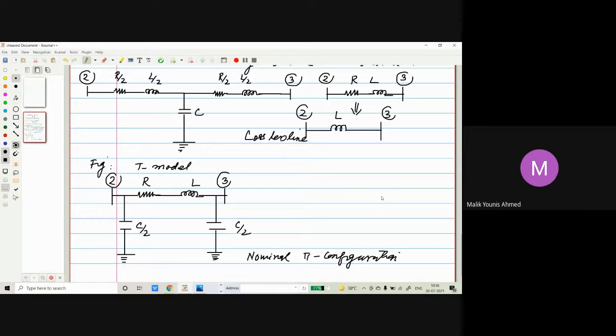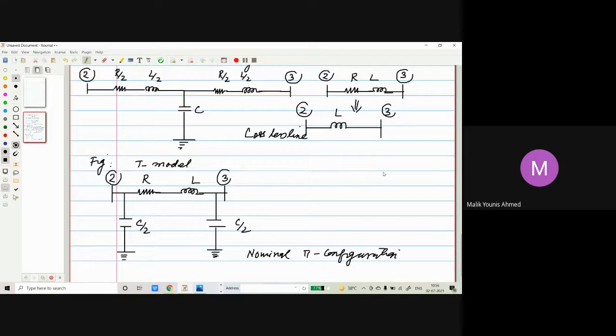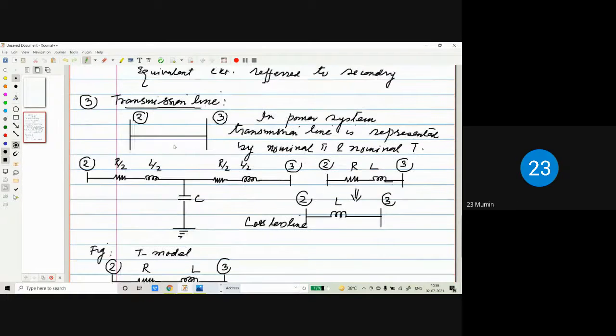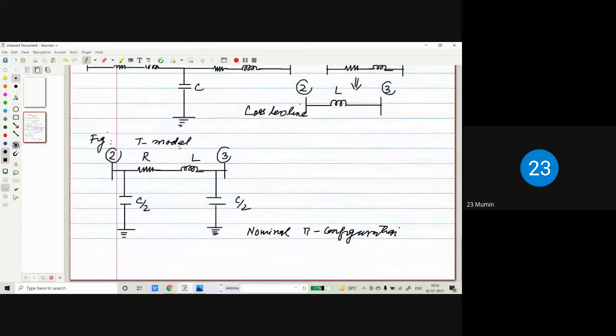Okay, I hope this is clear. Mumin? Yes, sir. Understood. Okay, so let's move further. I will add a page.